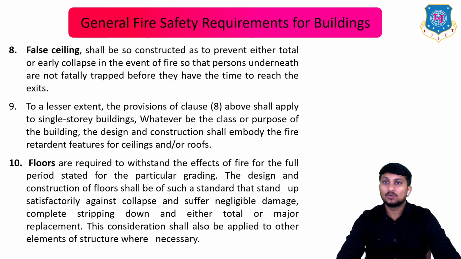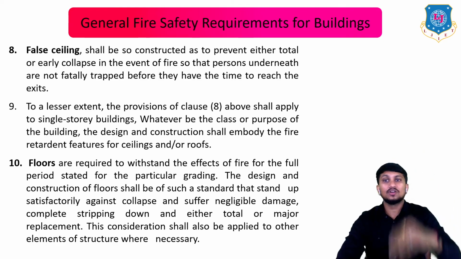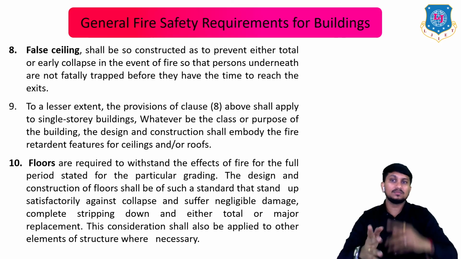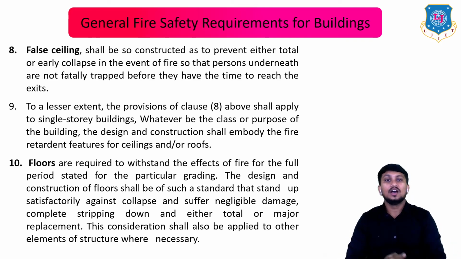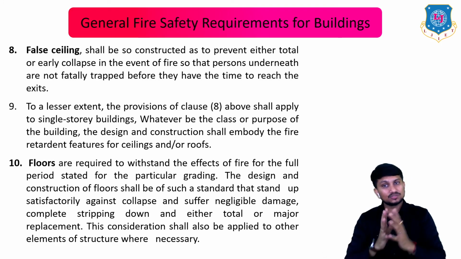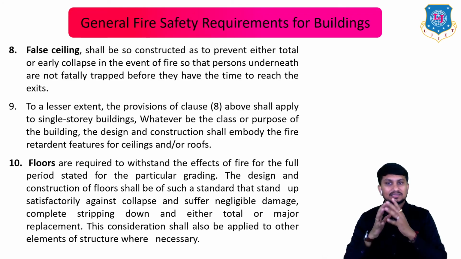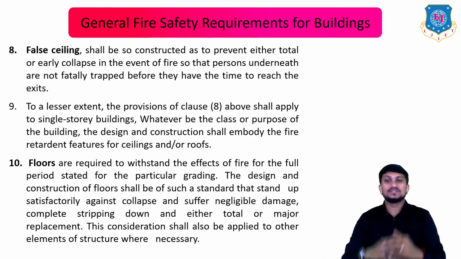Next is false ceiling. False ceiling shall be so constructed as to prevent either total or early collapse in the event of fire so that persons underneath are not fatally trapped before they have the time to reach the exits. Okay. Ninth, to a lesser extent, the provision of clause number 8, which is the clause for false ceiling, above shall apply to single story buildings. Whatever be the class or purpose of the building, the design and construction shall embody the fire retardant features for ceilings and the roofs. Okay, so the ceiling should have the fire retardant features in it.